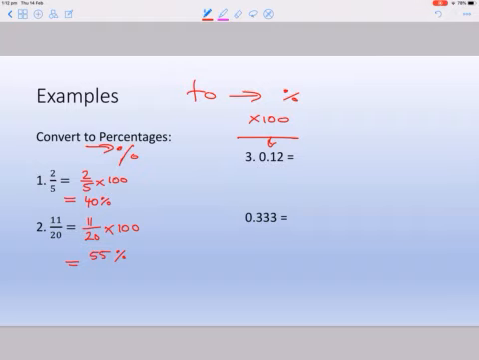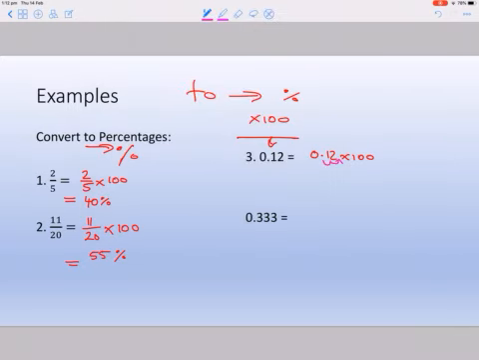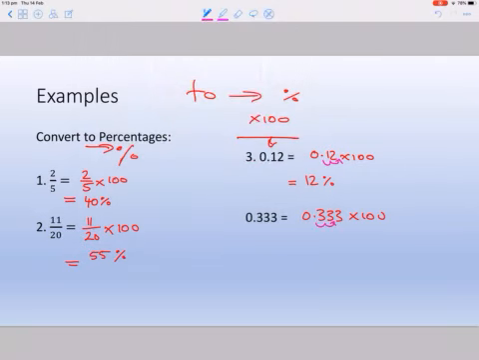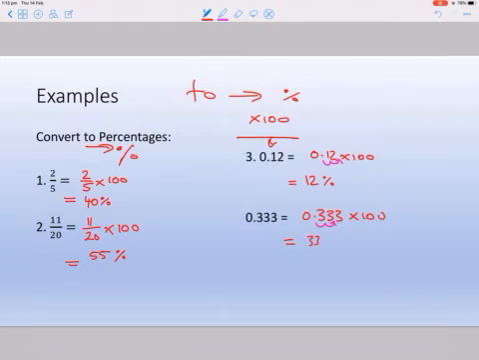Now with decimals we do exactly the same thing. Whatever it is, 0.12 times 100, and when we times by 100, the decimal point actually moves twice. So it's pretty straightforward. It equals 12%. Okay? Let's do the final one. 0.333 times 100. Let's move the decimal point twice. 1, 2. So our answer will be 33.3%. Okay? It doesn't matter if your answer's like that. Whatever it is, that's the right thing to do.